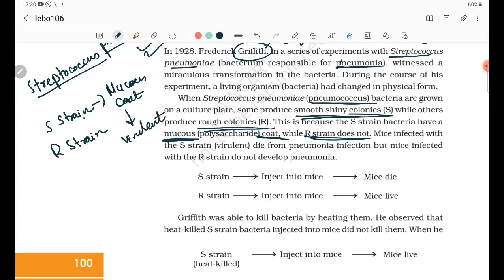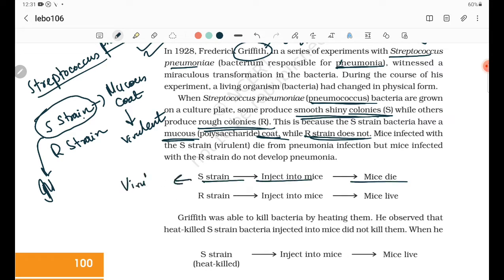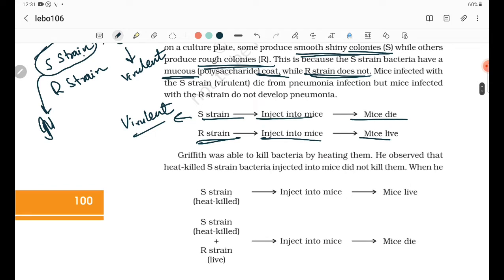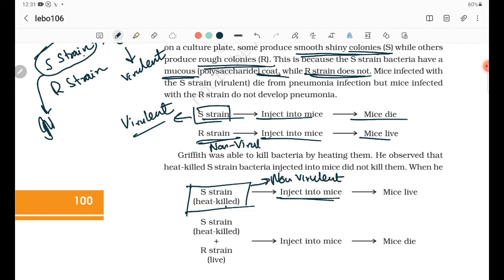Virulent means that if the S strain is injected into mice, the mice will die. S strain injected to mice, they die. This is called virulent. But R strain is non-virulent. When injected into mice, they live. Now the S strain, when heat killed, is injected into mice. When I am heat killing it, it becomes non-virulent. How can I say it is non-virulent? See, the mice are living, that means it is non-virulent.